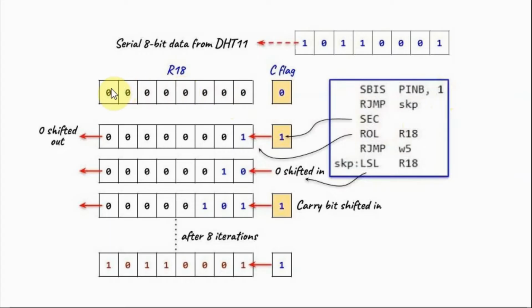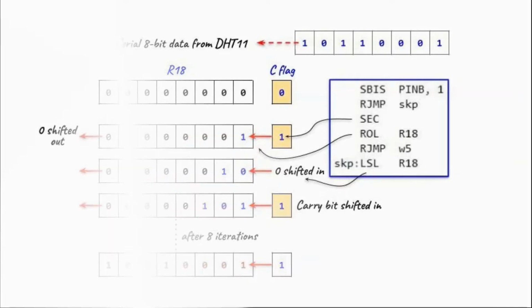Now we are using register R18 to store the received bits, and we are also using the carry flag. So the next instruction here is to set the carry flag. We set the carry flag, and then we use this instruction rotate through carry left. So the carry value will be shifted into the least significant bit of R18, and the rest of the R18 bits will be shifted to the left.